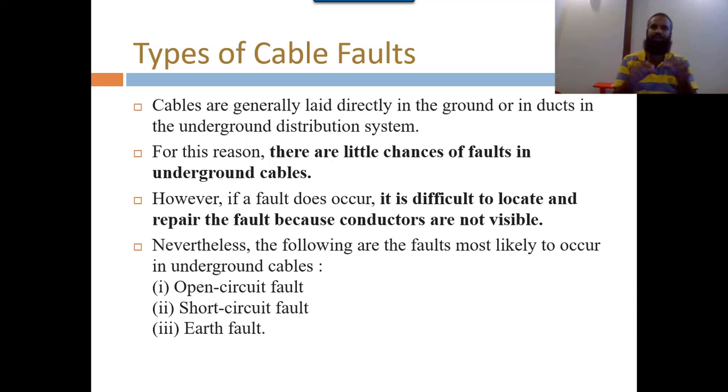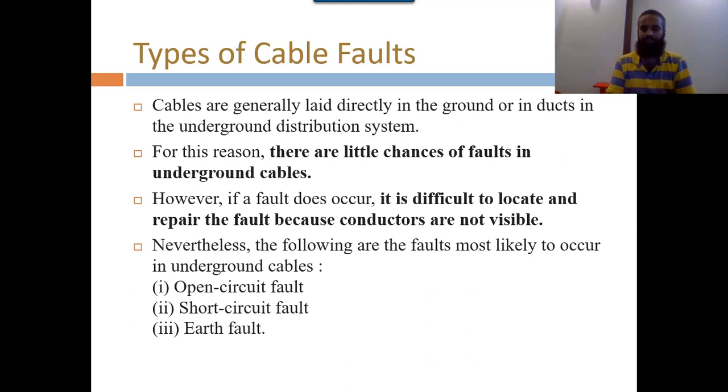One is the open circuit, when the wire is completely disconnected and it is not connected with another wire or the ground. Then it is called an open circuit fault. The second one is short circuit fault. If two wires, wire 1 and wire 2, are connected together, then this fault is known as short circuit fault. This fault is very dangerous, and it can create big problems in the system.